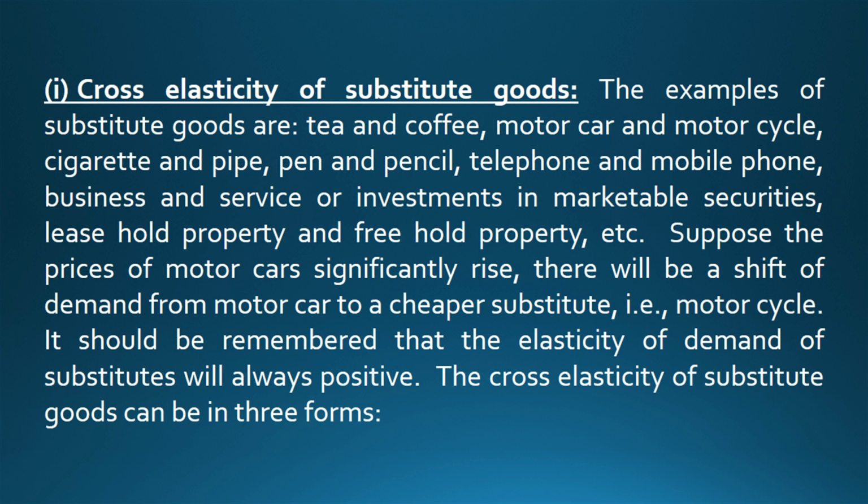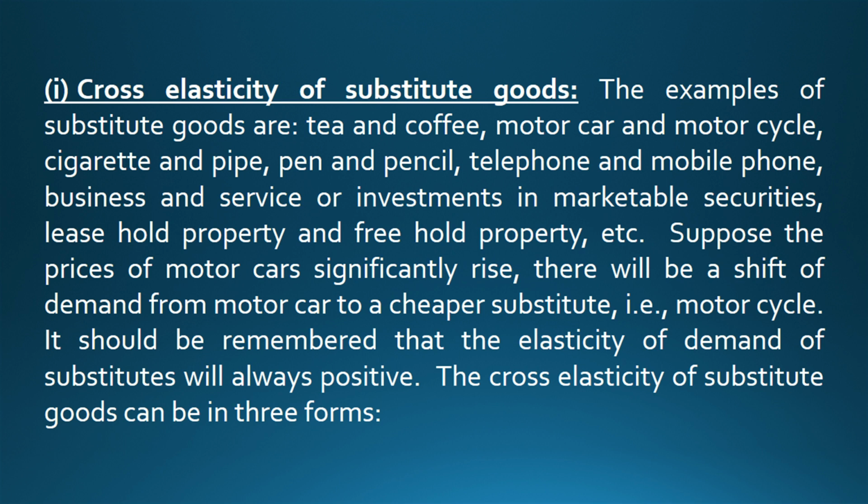1. Cross-elasticity of substitute goods. The examples of substitute goods are tea and coffee, motor car and motorcycle, cigarette and pipe, pen and pencil, telephone and mobile phone, business and service or investments in marketable securities, leasehold property and freehold property, etc. Suppose the prices of motor cars significantly rise, there will be a shift of demand from motor car to a cheaper substitute, that is, motorcycle. It should be remembered that the elasticity of demand of substitutes will always be positive.